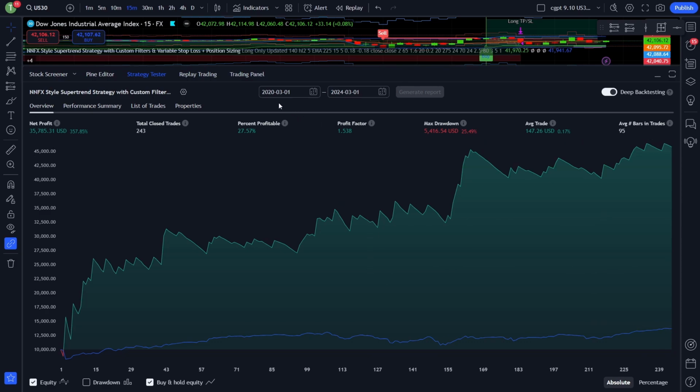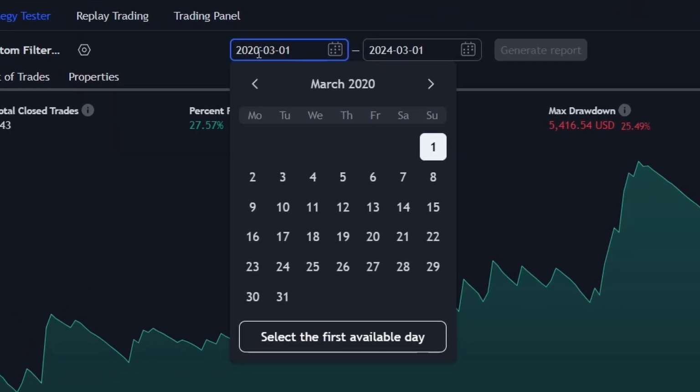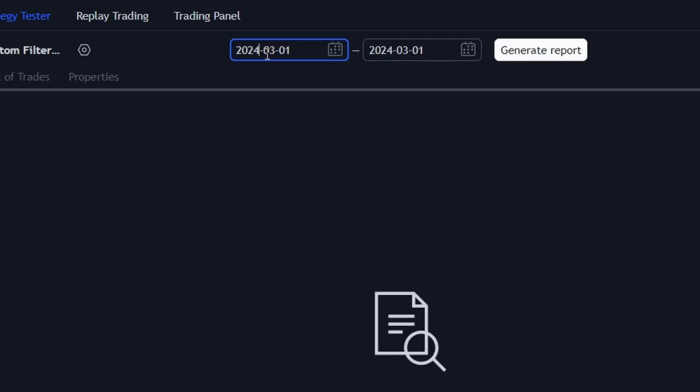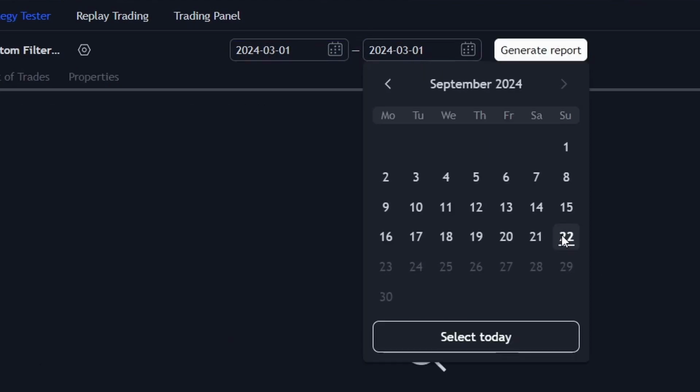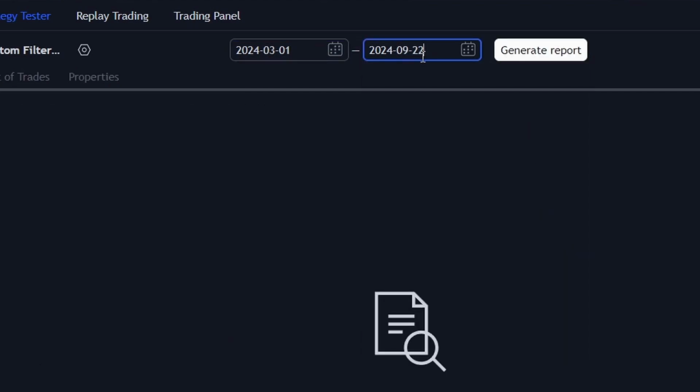Okay, but this is only the optimization range. It is still possible that this optimization is overfitted or over-optimized. So let's take a look at the after-optimization backtest results and the before-optimization backtest results. I will change the start date to the 1st of March 2024, and the end date to the latest day available, today, the 22nd of September 2024.